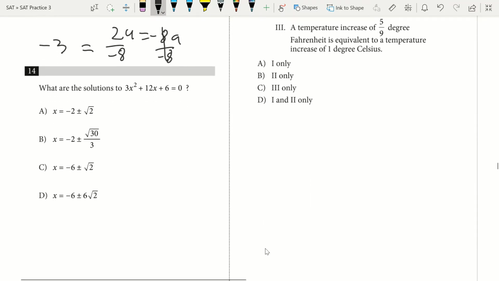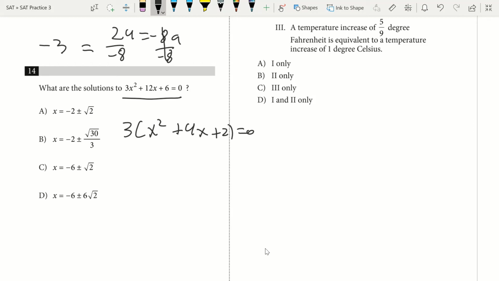Question 14. What are the solutions to 3x squared plus 12x plus 6 equals 0? Well, right off the bat, I'm looking for things I can factor out. I see I can factor out a 3 because 3 goes into 3, 12, and 6. So I'll be left with 3 times x squared plus 4x plus 2 equals 0. Now I have to find my solutions, right?